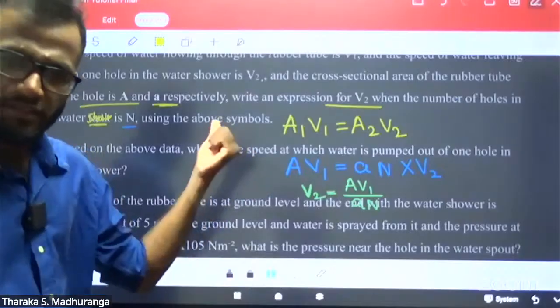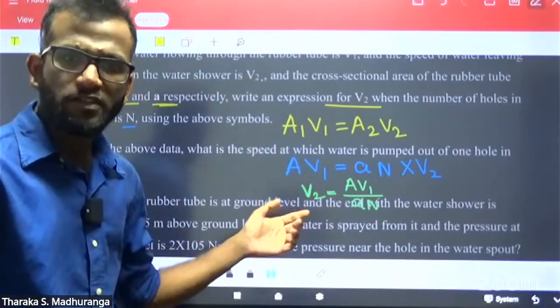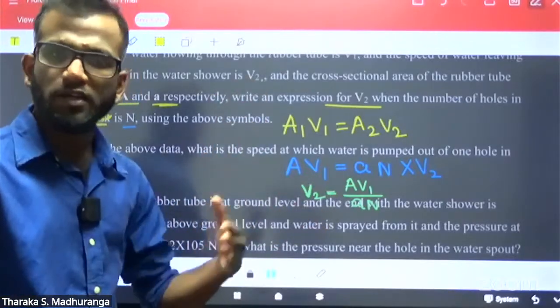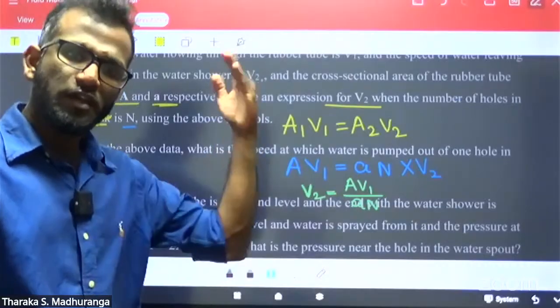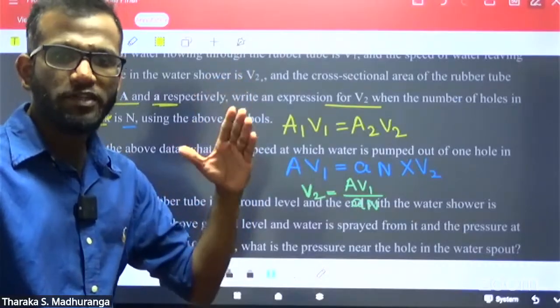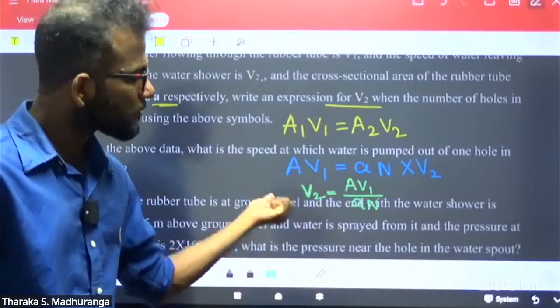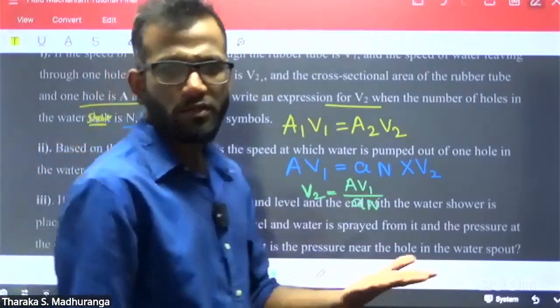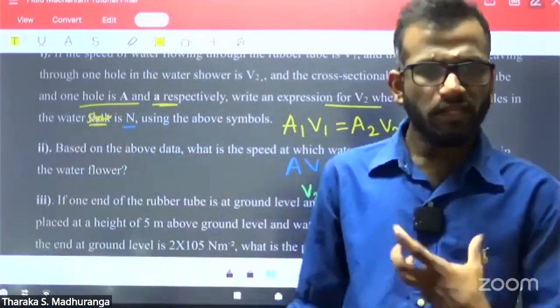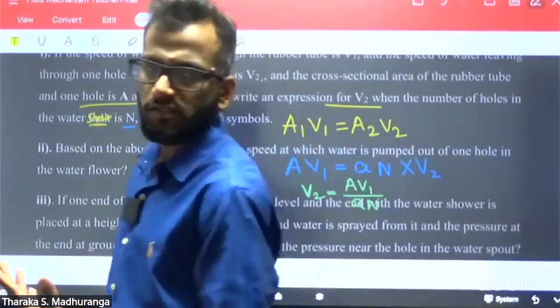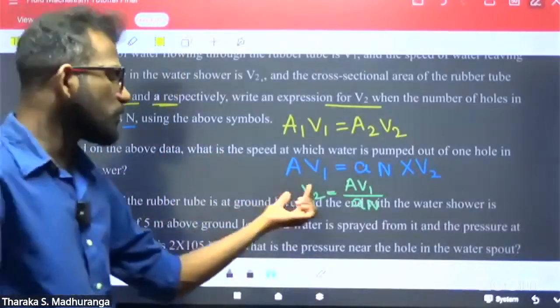These types of expression questions always come as the first part. In every essay question, the first part is a simple expression question. You need to prove it by getting some relationship between expressions. Okay, this type.